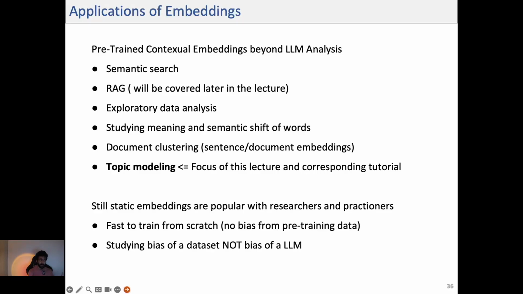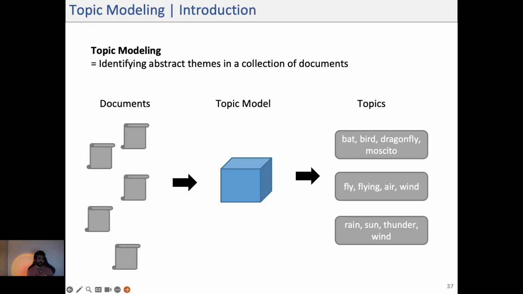So even though contextual embeddings are powerful, I have to say yet again that static embeddings like Word2Vec or GloVe are still widely used. The reason is that they are fast to train from scratch, and since they don't rely on massive pre-trained corpora, there is no inherited bias from external data. And they're also useful for studying dataset-specific bias, not just the bias introduced by a large model. So both static and contextual embeddings have their place, depending on the use case. Let's begin our deep dive into topic modeling.